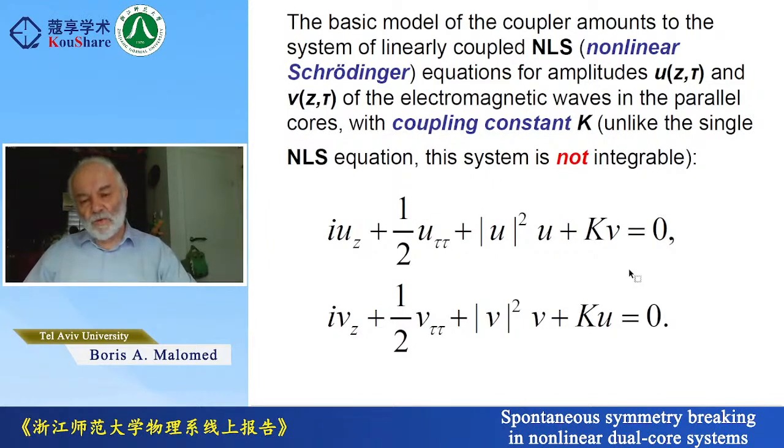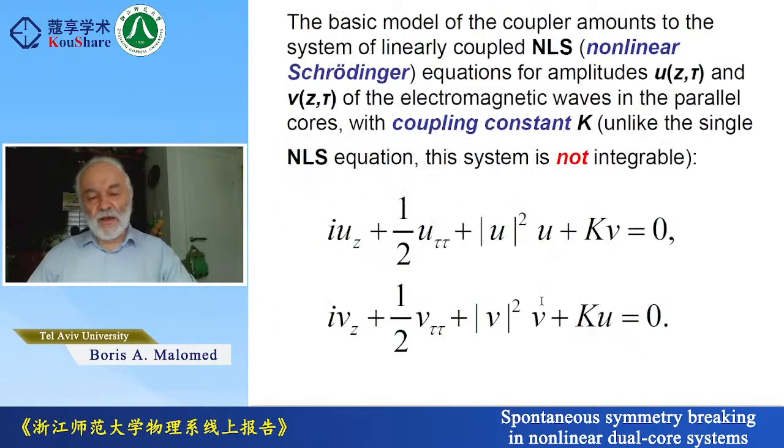This is the simplest possibility, which is practically important, when we assume that the effect of tunneling is linear. This means, in particular, that in the first equation we have a term which is linear with respect to V, the amplitude of the electromagnetic field from the second core. So some fragment of the amplitude of the field from the second core can tunnel into the first core, and therefore it appears as this linear term in the first core. And vice versa, we have a term linear with respect to the first amplitude in the second equation, in the parallel core. So this is a system of two coupled nonlinear Schrödinger equations.